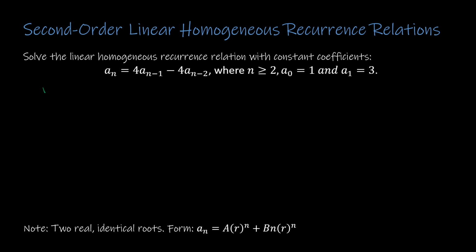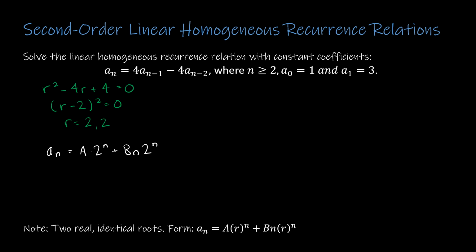So I'm going to go straight to the characteristic polynomial here. r squared minus 4r plus 4 is equal to 0. Multiples of 4 that add to negative 4 are negative 2 and negative 2, which means I have two roots that are the same and they're both 2. So I'm going to write my function as a sub n equals a times 2 to the n plus bn 2 to the n.